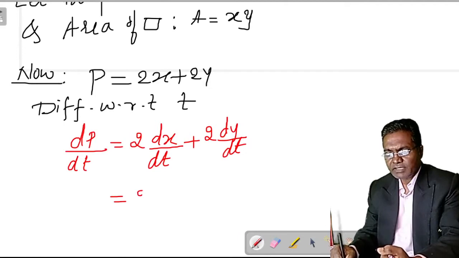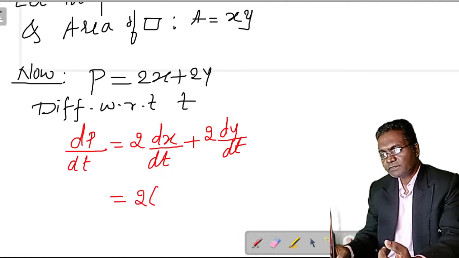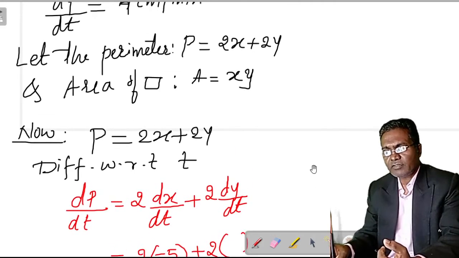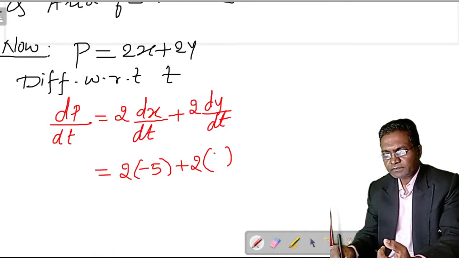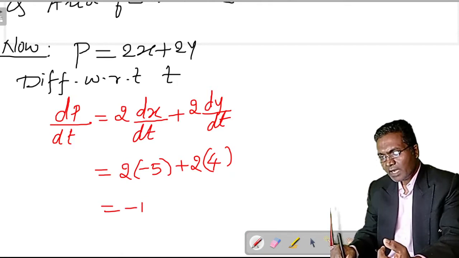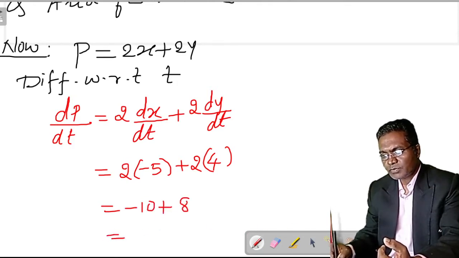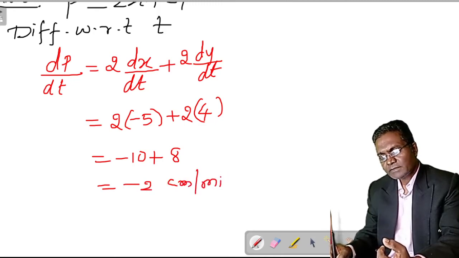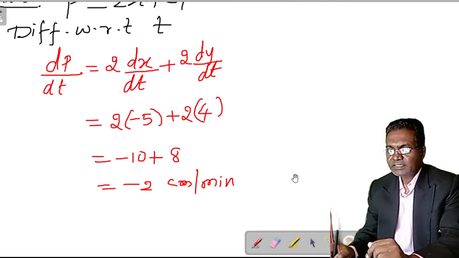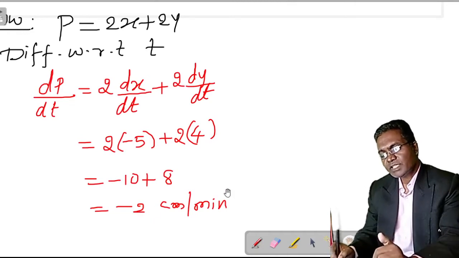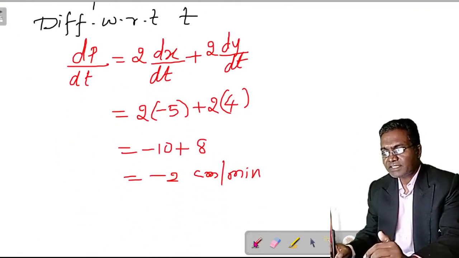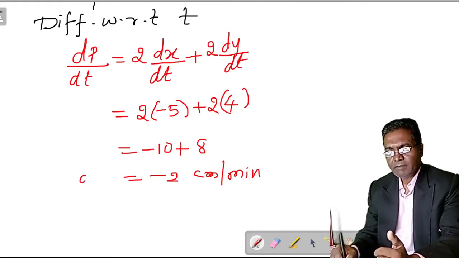Okay. So substitute your given rates. Your length is decreasing at the rate of 5 centimeter per minute, so you can write minus 5, and 2 into width is increasing at the rate of 4. So substitute that. So minus 10 plus 8, which is equal to minus 2 centimeter per minute. So here the perimeter is decreasing at the rate of 2 centimeter per minute. You are asked the rate of change of perimeter, so you can write the perimeter is decreasing at the rate of 2 centimeter per minute.